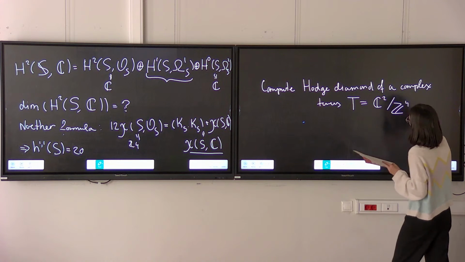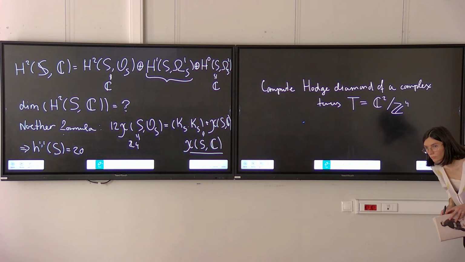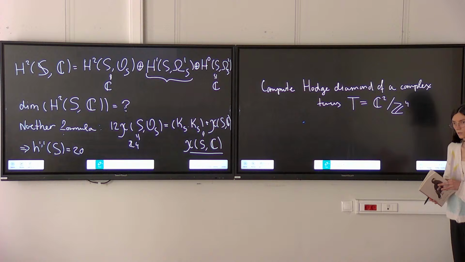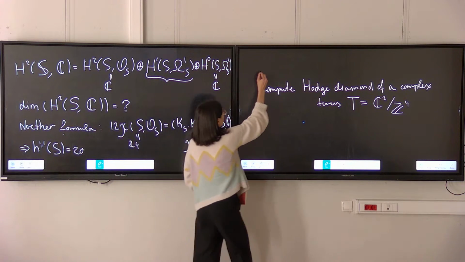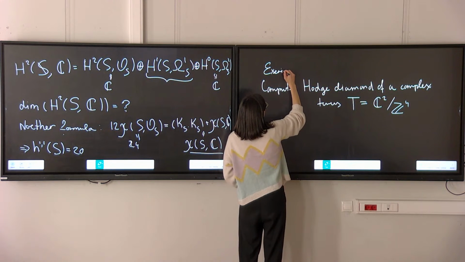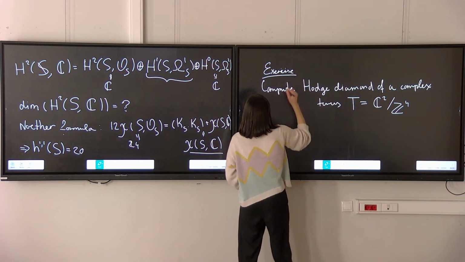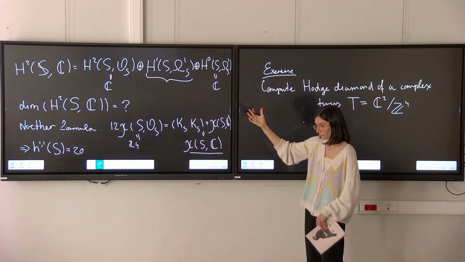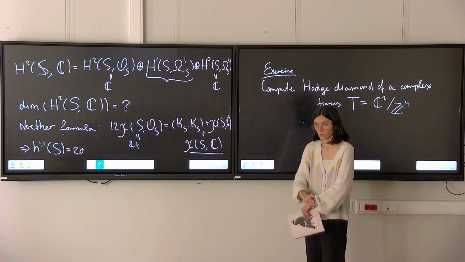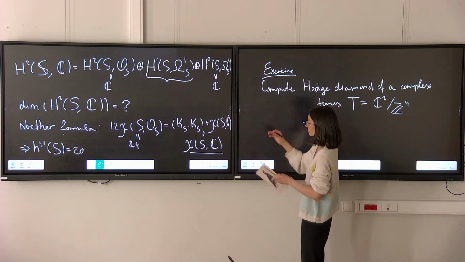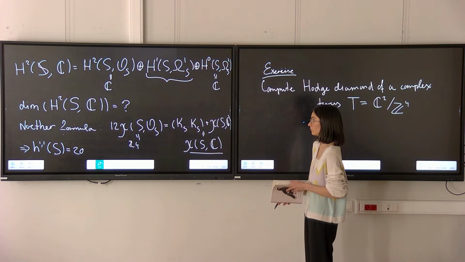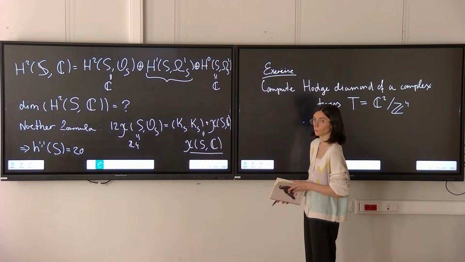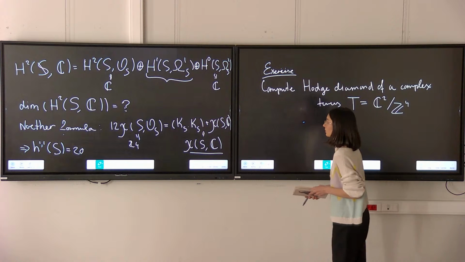Does this method also work in higher dimensions, to find the Hodge number in the middle? Yes. This is an exercise, so you can exercise. I explained all the formulas because all the formulas that I state work for a general surface. In higher dimensions our Hodge diamond is bigger, so sometimes it's not so easy to compute it, but here it's easy.